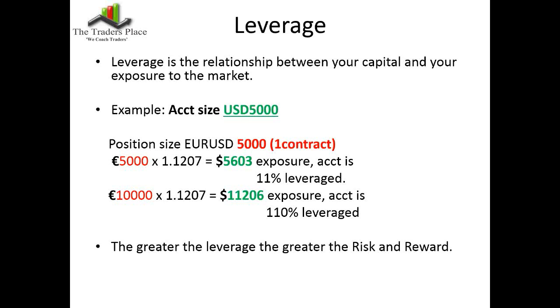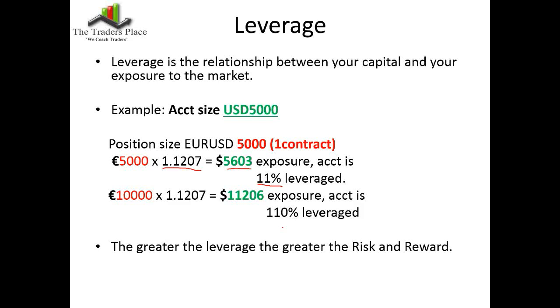So as an example, we have an account size of $5,000. The position size is 1 euro contract, which equals 5,000 euros. And we then multiply that by the dollar exchange rate, and that will give us the exposure. So you take the prevailing exchange rate, multiply it by 5,000, and you get an exposure of $5,603. Obviously, as the price changes, so does that exposure value. And your account is now considered to be 11% leveraged. In other words, it's not leveraged. 100% would be a full position.